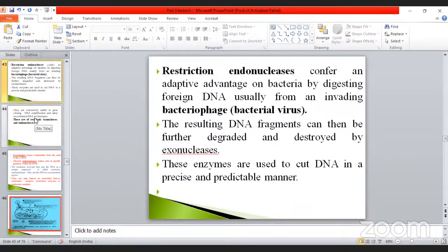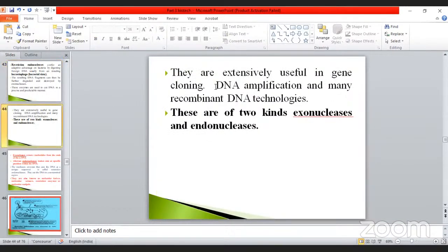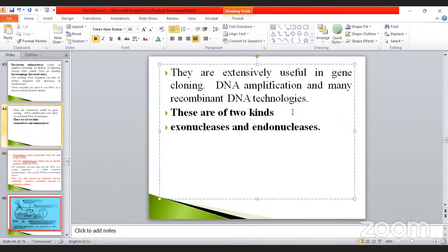Next, they are extensively useful in gene cloning, DNA amplification, and many recombinant DNA technologies. Mostly the exonuclease and endonuclease are involved in the amplification of DNA technology. That is very, very important, my dear. These are the two kinds of nucleases: the endonucleases and the exonucleases.